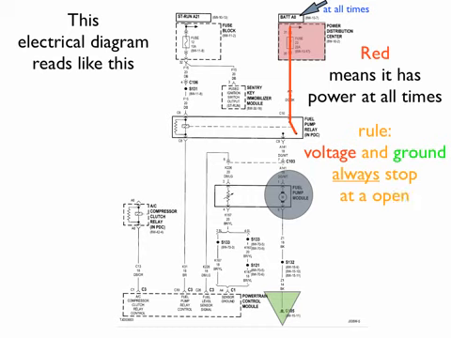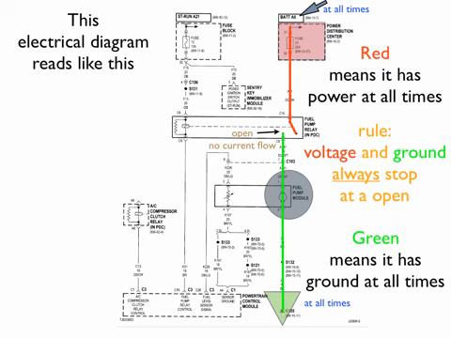This leads us to our first rule. Voltage and ground always stop at an open circuit. Here this switch is open, so since it is an open circuit, that red, that power, is going to stop right there, always. On the ground side, it has ground all the time because it says G105. That means it is a body ground source. We're going to color that green, because green means it has ground at all times. It's not turned on. If that is bolted down to the frame, it has ground. It confirms our rule that voltage and ground always stop at an open.